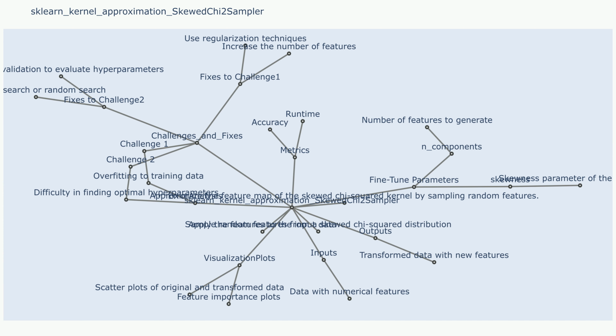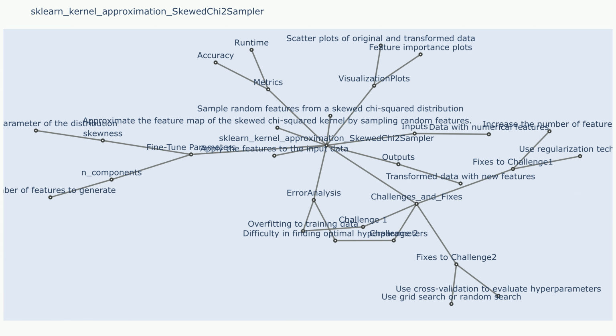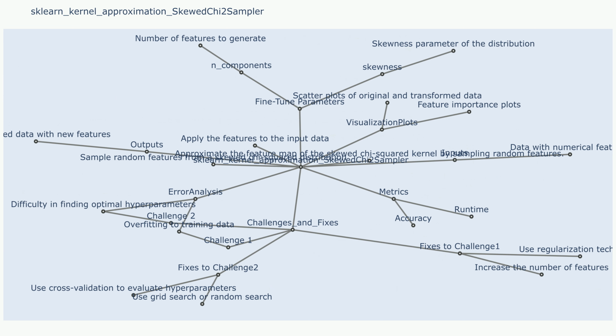The chi-squared kernel is a popular choice for such data as it captures the similarity between features based on their occurrences. Inputs: X. This is the input data, typically a sparse matrix representing features, with each row corresponding to a data point and each column to a feature.